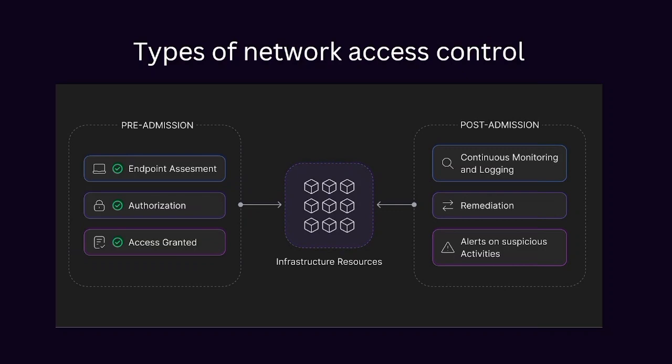Types of network access control: pre-admission network access control and post-admission network access control. Pre-admission evaluates access attempts and only allows entry to authorized devices and users, while post-admission network access control authenticates users trying to enter a different part of the network and also restricts lateral movement to limit the damage from security attacks.